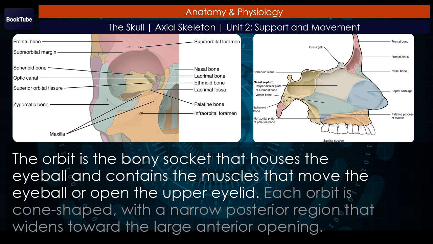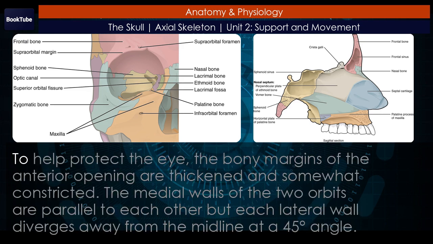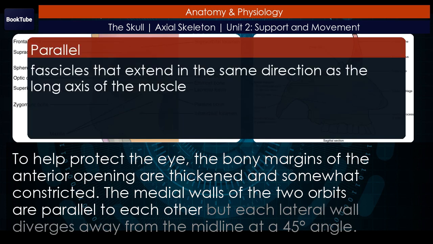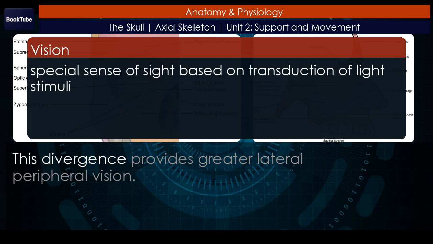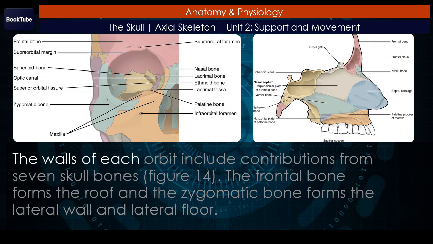Each orbit is cone-shaped, with a narrow posterior region that widens toward the large anterior opening. To help protect the eye, the bony margins of the anterior opening are thickened and somewhat constricted. The medial walls of the two orbits are parallel to each other, but each lateral wall diverges away from the midline at a 45 degree angle. This divergence provides greater lateral peripheral vision. The walls of each orbit include contributions from 7 skull bones.